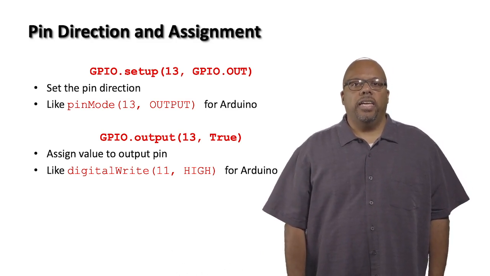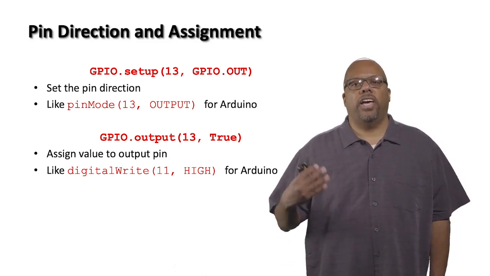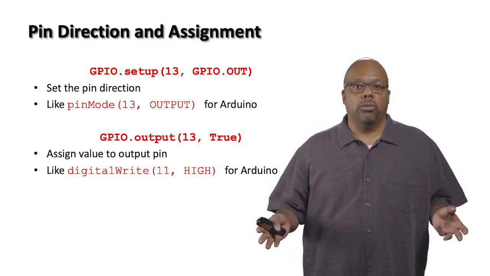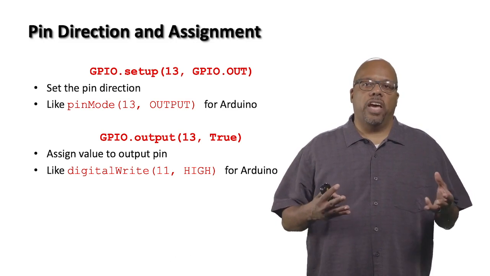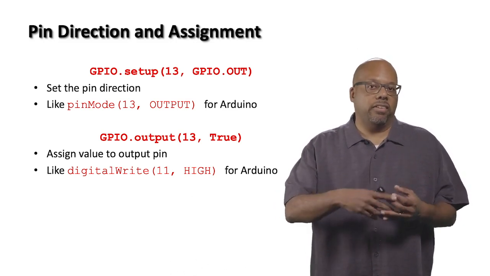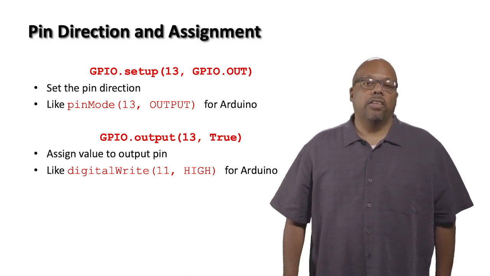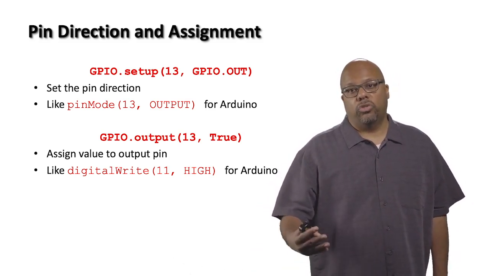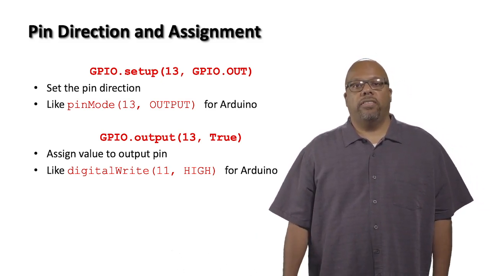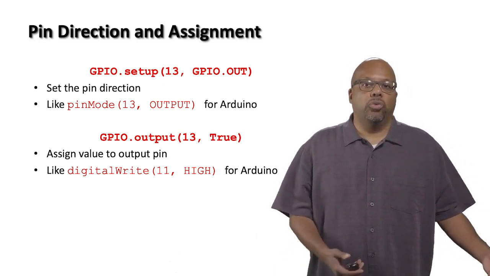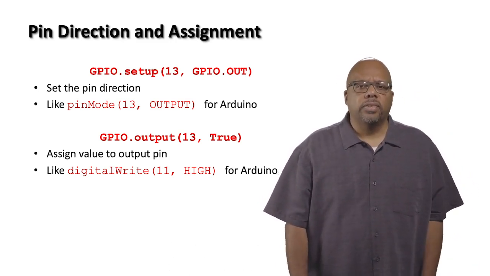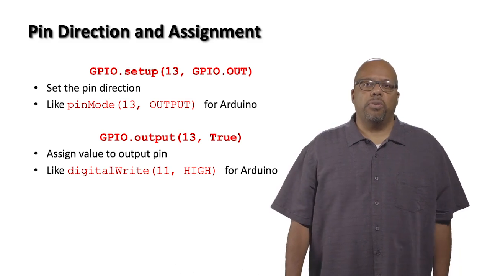Now, let's say here we want to assign a pin value. GPIO.output(13, True). So GPIO.output will assign a value to a pin. The first argument that it takes, 13 in this case, is the pin number that you want to assign. The second argument is the value you want to assign to it, True or False. Got to be binary. And that's the same as digitalWrite in the Arduino, right? digitalWrite(11, HIGH), same thing. So that's how you do this in Raspberry Pi.